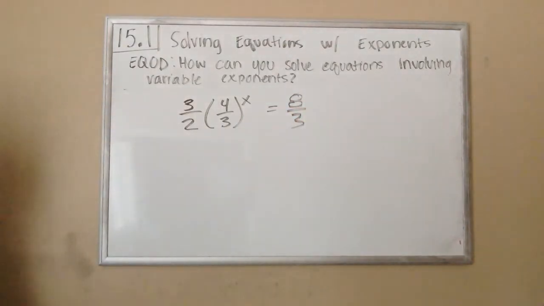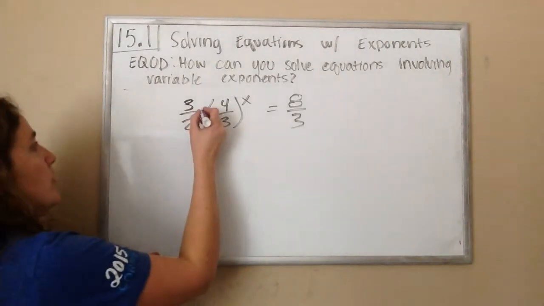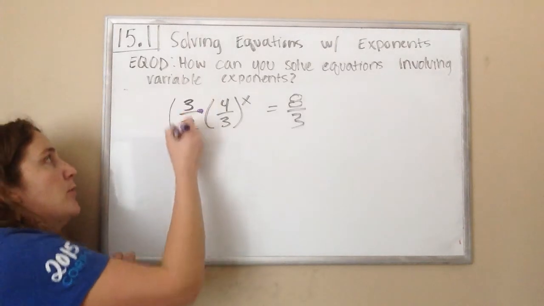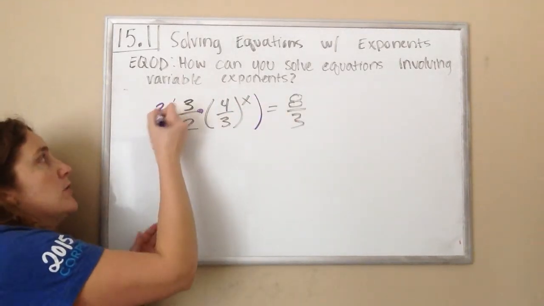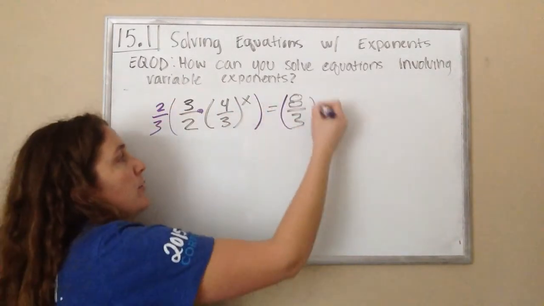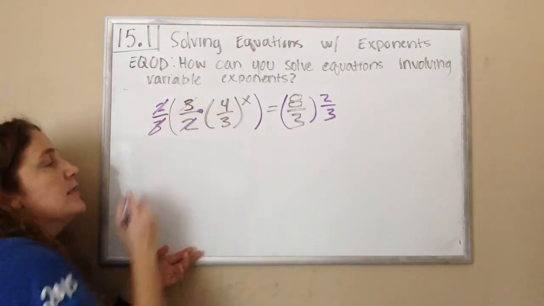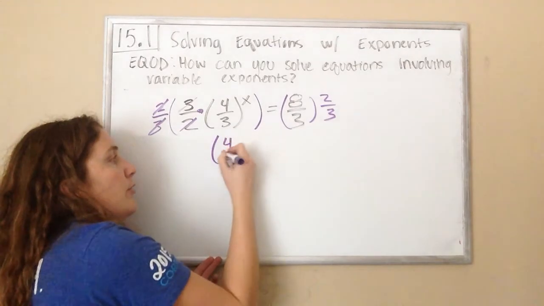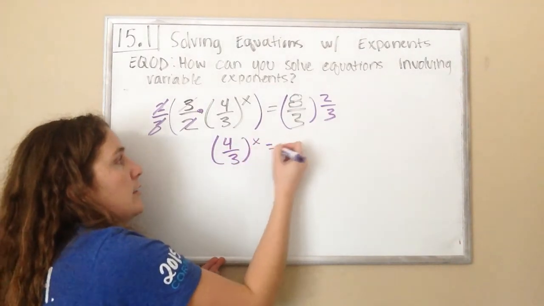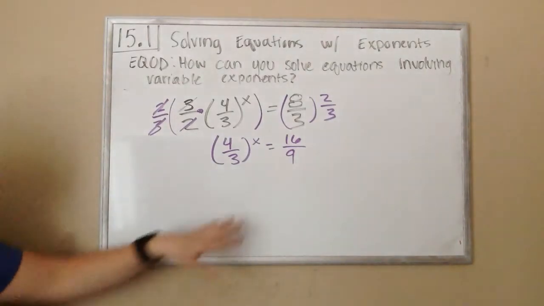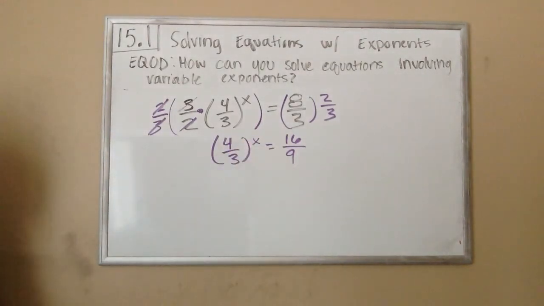Okay, so same as before, this is the first thing you have to undo. The first thing you need to use inverse operations for, because multiplication. But instead of dividing by a fraction, we're going to multiply by the reciprocal, which means 2 over 3. And whatever we do to one side, we have to do to the other side. These 2's cancel, these 3's cancel. We get 4 over 3 to the x equals 16 over 9. Okay. We can't simplify that fraction at all.